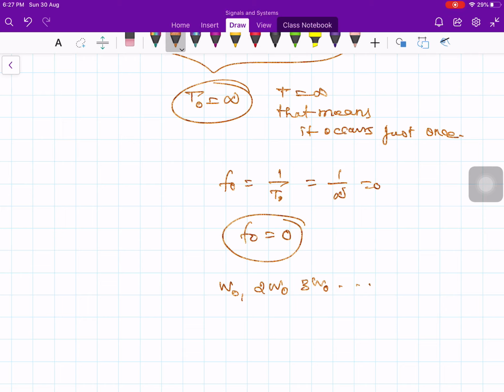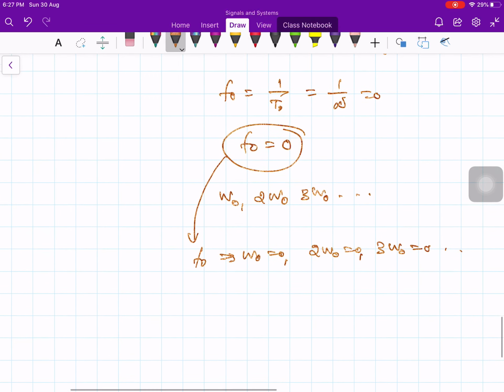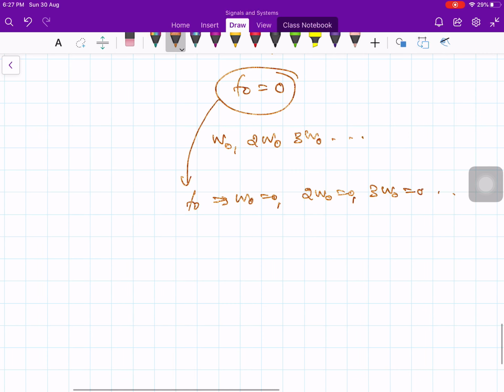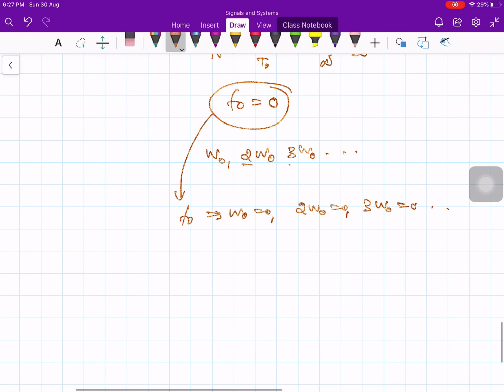But here what we are saying, f naught equal to 0, that implies omega naught is equal to 0. If omega naught equal to 0, then 2 omega naught is equal to 0, 3 omega naught is equal to 0, and so on and so forth. In this case, how will you think of various harmonic components? Because in the Fourier series, various frequency components are integral multiples like 2 omega naught, 3 omega naught of the fundamental frequency. So here the fundamental frequency is 0.